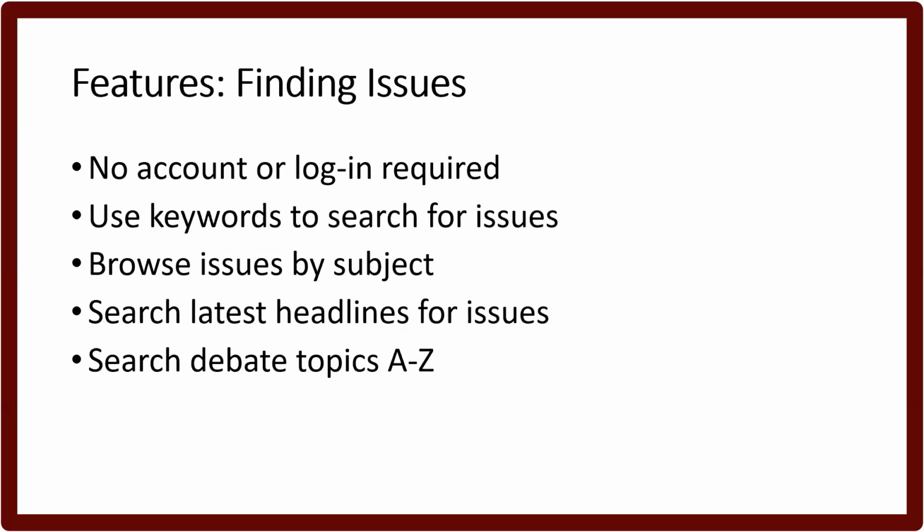So you can do a keyword search. You can browse the issues by subject. Then you can look for the latest headlines for issues. So if you're looking for current events and issues that are debatable or discussions, you can look for headlines. And then you can also search their topics or their issues from A to Z, and they have them all lined out alphabetically.